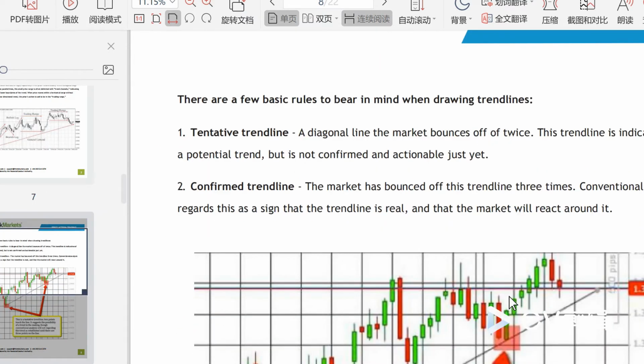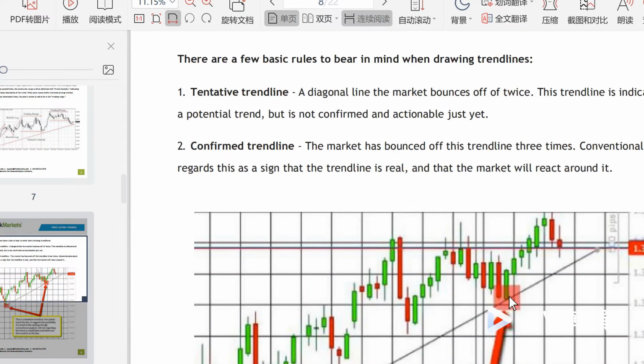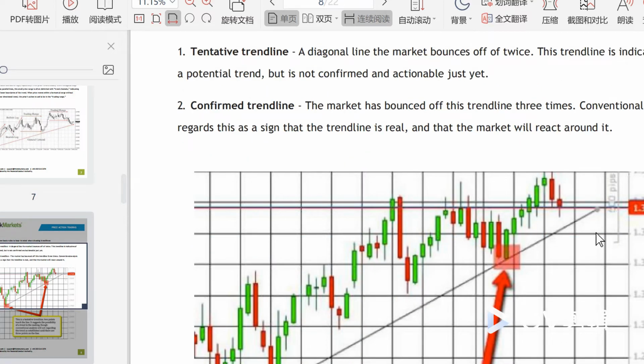Okay, so there are a few basic rules to bear in mind when drawing trend lines. First of all, a tentative trend line. This is a diagonal line.